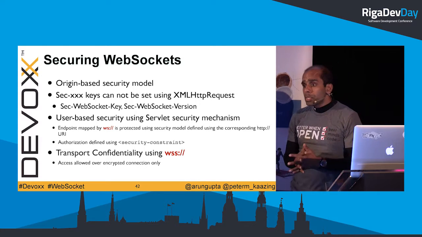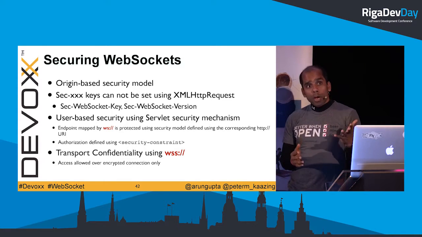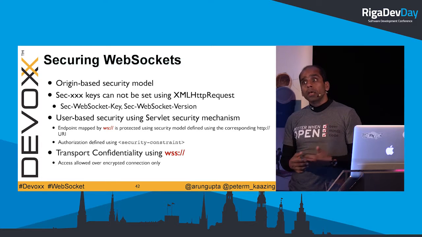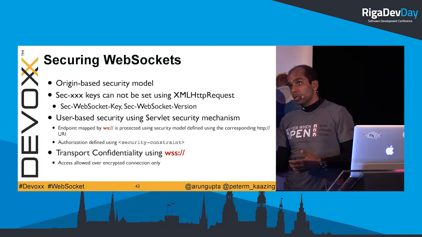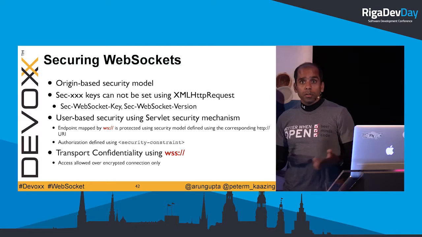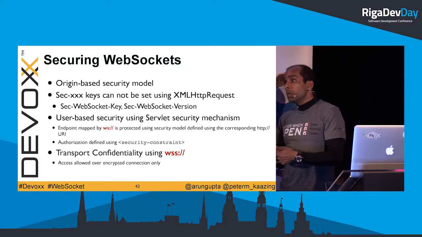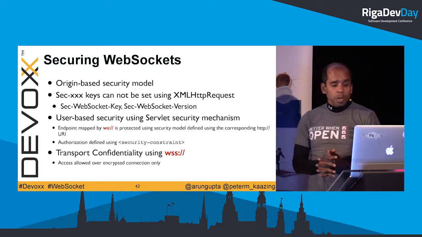And last but not the least, instead of using ws://, which is over plain HTTP, you can use wss://, which is over HTTPS. So those are some of the ways that I've seen people using to secure their WebSockets.